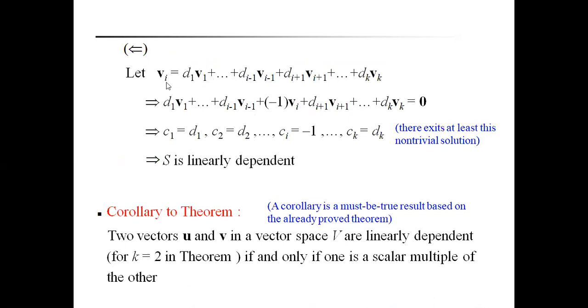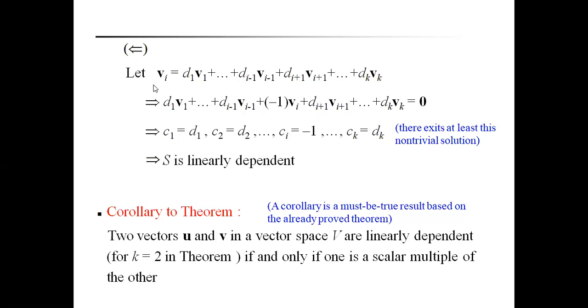First, take the vector Vi written as a linear combination of other vectors. That means D1 V1 plus so on, Di minus 1 Vi minus 1, plus Di plus 1 Vi plus 1, plus so on, Dk Vk.